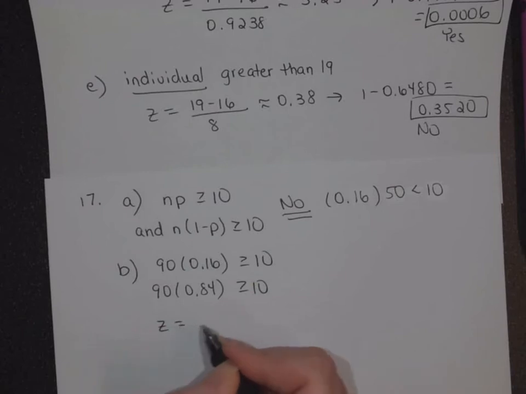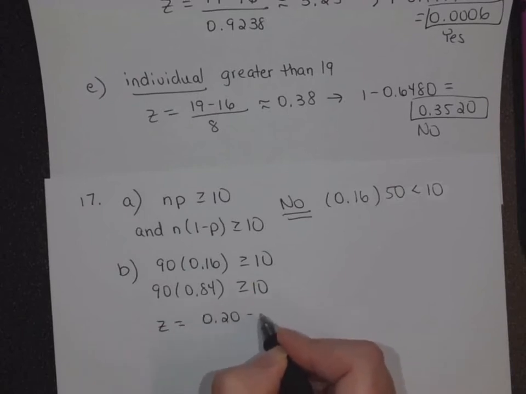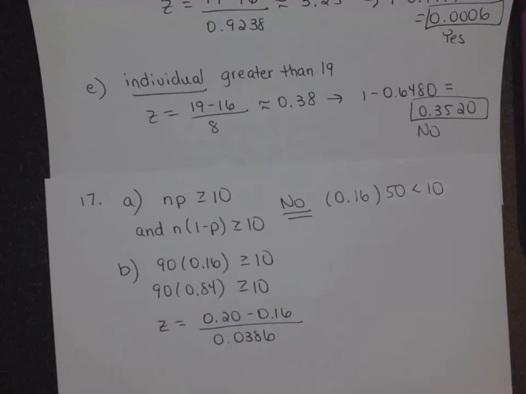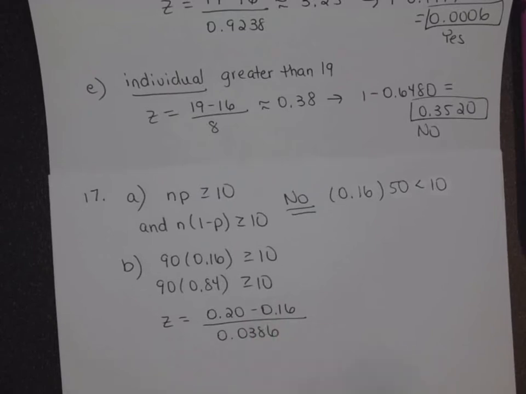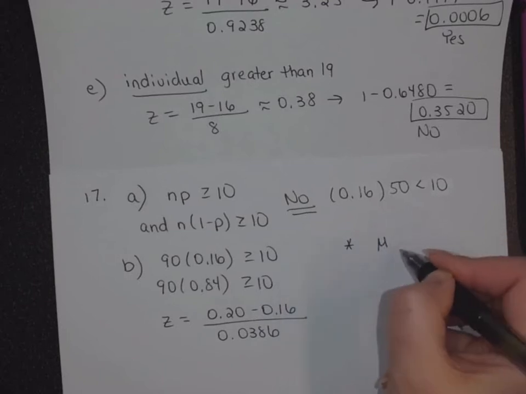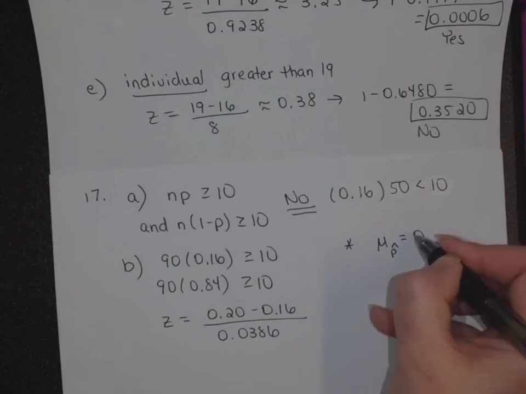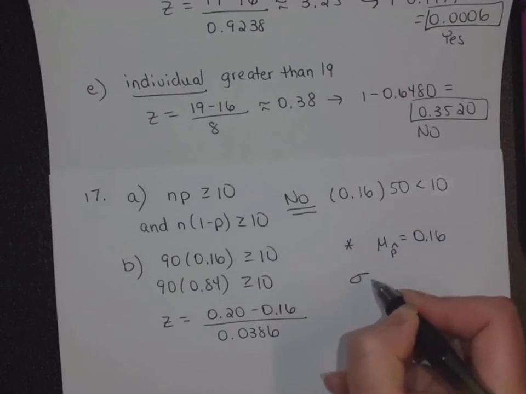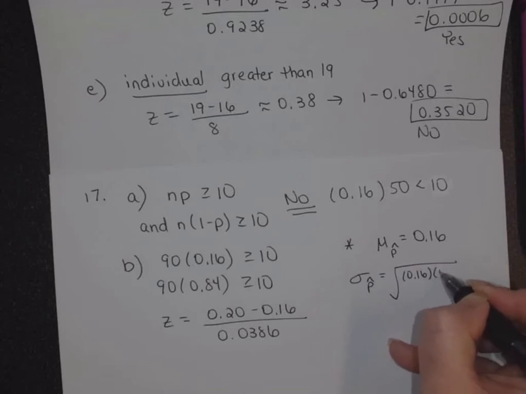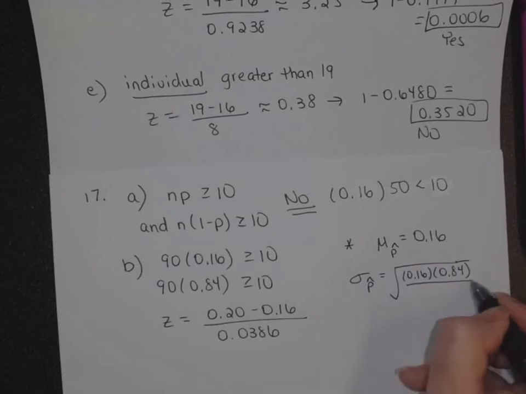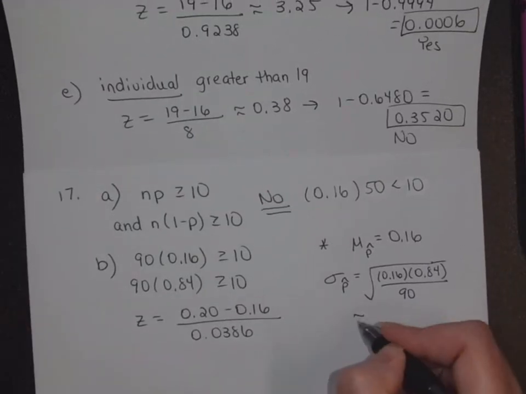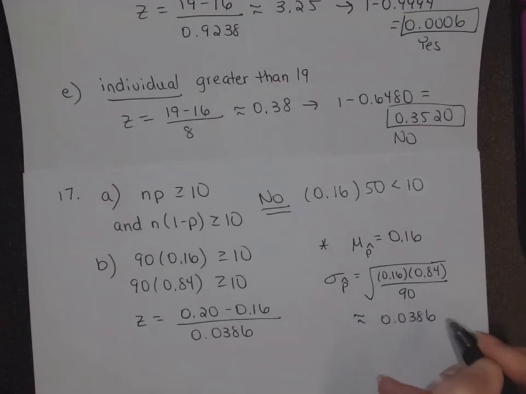So we need to find the z-score. So it's 0.20 minus the average over the standard deviation. Probably should mention that I need to find that standard deviation. Remember, off to the side, the mean of the p-hats is just going to be whatever was given. But the standard deviation, you have to do a little work to find. I probably should have done that first. The formula for that is percentage times 100 minus that percentage and then divided by 90. If you work that out, you end up getting this 0.0386 that I'm using here.